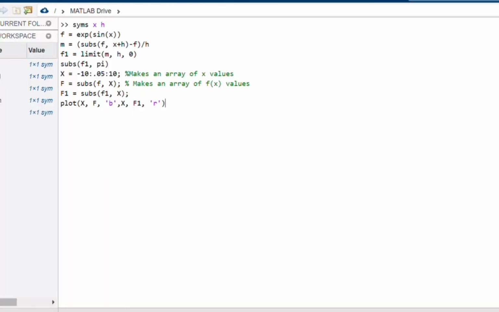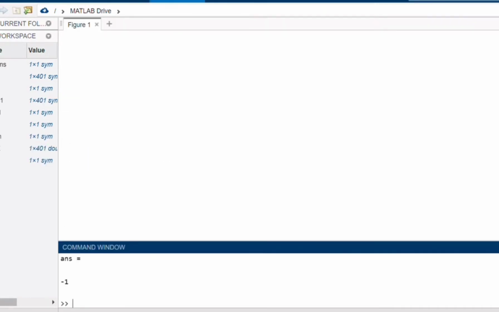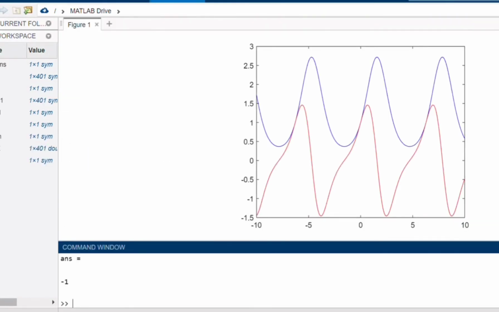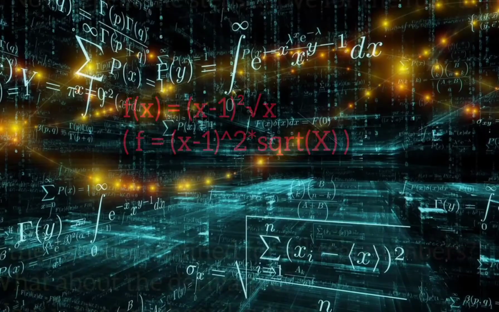So firstly, we're going to type sym xh followed by the function, then m for the substitution, which is the formula of first principle, f1 for the limit, substitution, x-axis and y-axis, x for read that we want, f for the substitution values, f1, and plot for plotting the graph. So enter, then we automatically have a graph.